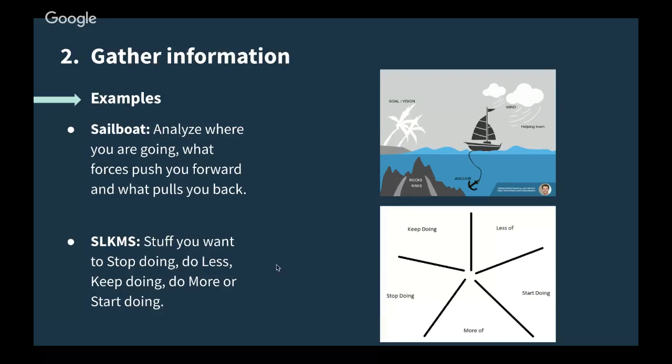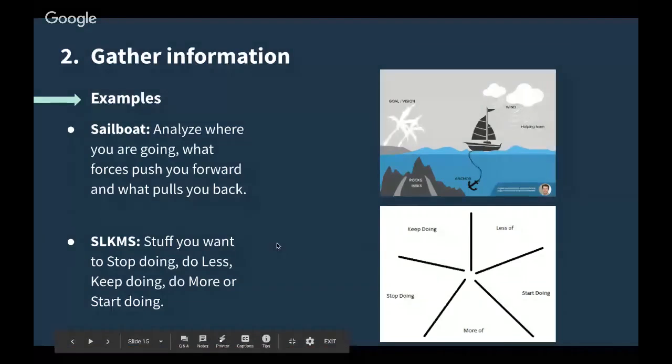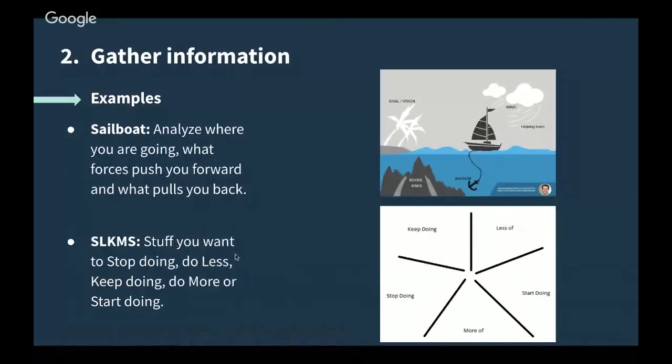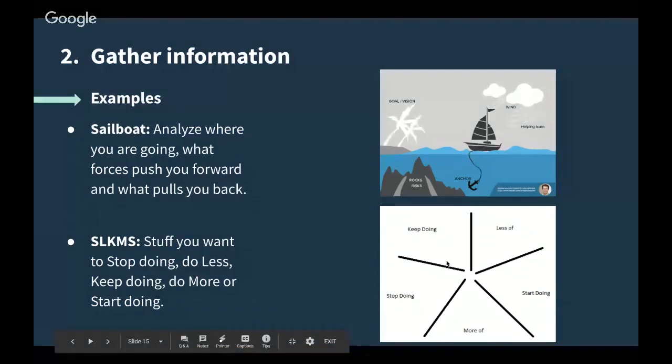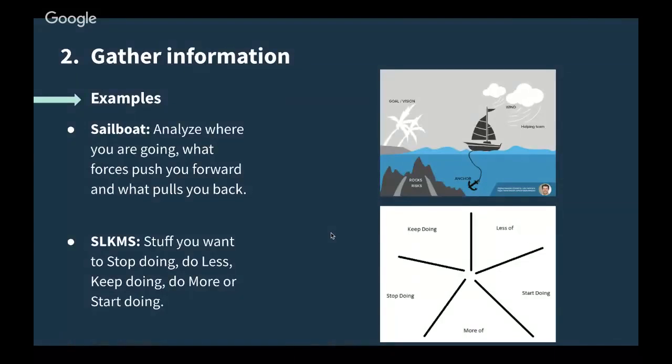And the next one, you may find it as stop, less, keep, more, and start, or maybe as a starfish because of the shape of this image. Basically, here the team says what things we should stop doing, what things we should do less because they provide some value, but not as much as they should, and they take too much time. What things we should keep doing?